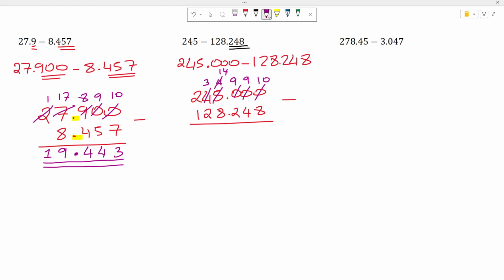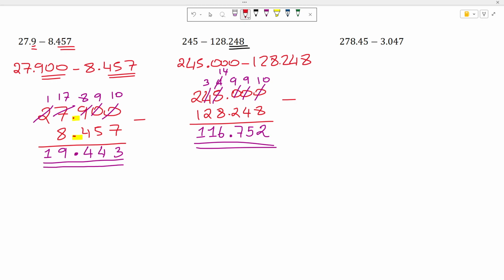After that, we're going to go ahead and start subtracting. 10 minus 8 will give us 2. 9 minus 4 is 5. 9 minus 2 is 7. Let's put our decimal. 14 minus 8 is 6. 3 minus 2 is 1. 2 minus 1 is 1. And that will be our answer guys. Okay, now stick around and watch the third question, as this is also kind of different from the previous questions.